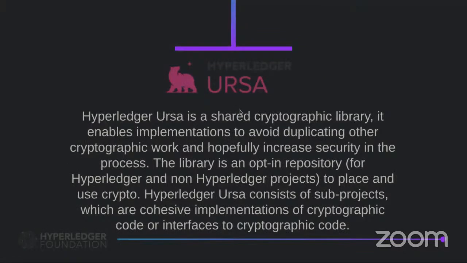ULSA is a shared cryptographic library that enables implementations to avoid duplicating other cryptographic work and offers security in the process. This is a library that allows the ecosystem to securely share information and communicate within its nodes. It gives the network its power to be secure and safe from attacks and other aspects of communication.